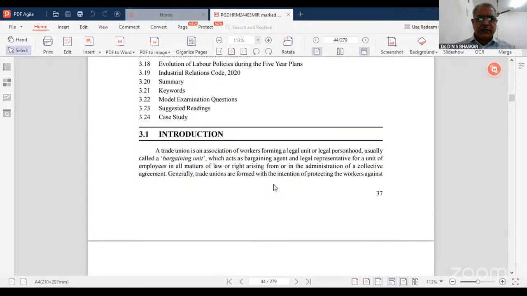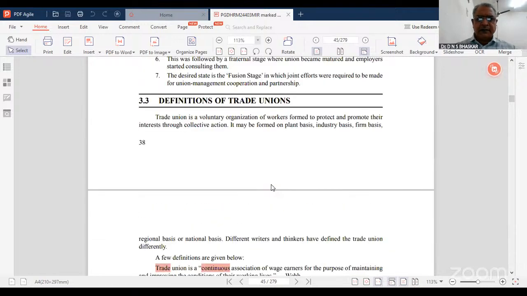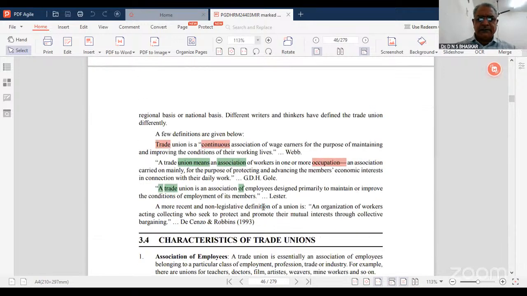So these are the elements that I covered right now. Definition of trade unionism: a trade union is a continuous association of wage earners for the purpose of maintaining and improving the conditions of their working lives. So trade union means an association of workers in one or more occupations, carried on mainly for the purpose of protecting and advancing the interests of the members.